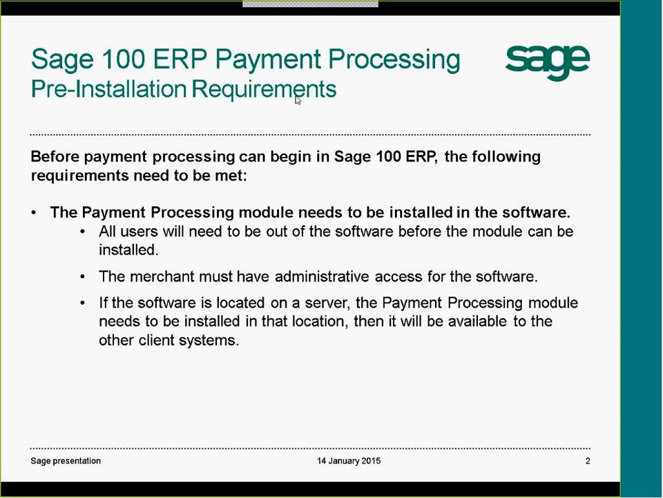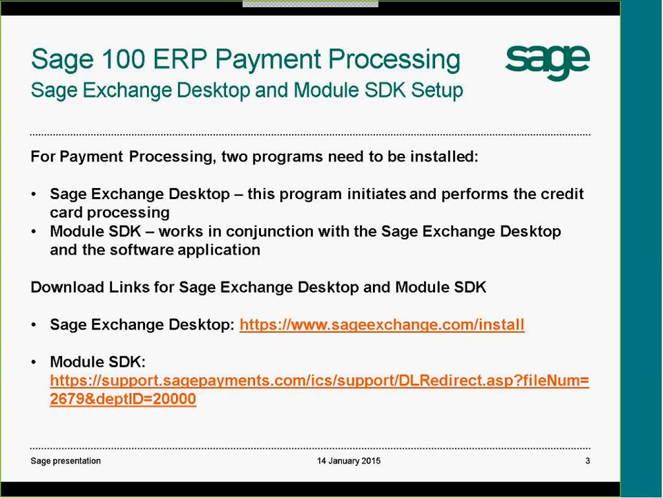First thing is, before the payment processing module can be installed, all users will need to be out of the Sage 100 software. Second, the merchant must have administrative access for the software. And third, if the software is located on a server, the payment processing module needs to be installed in that location first. It will be available to the other client systems.